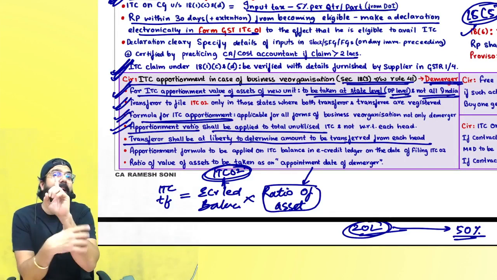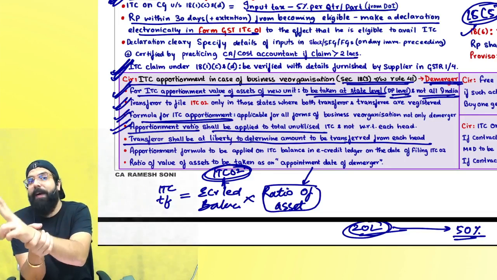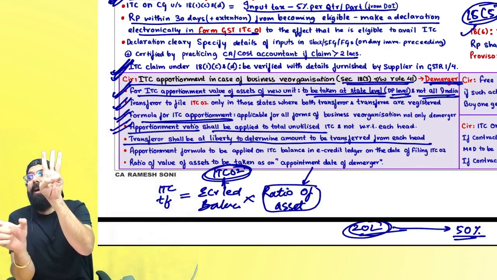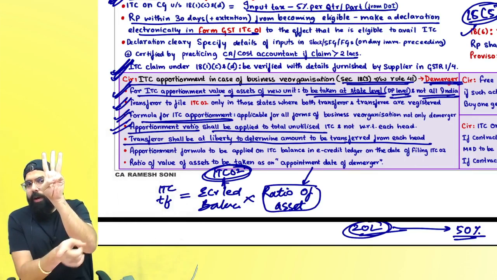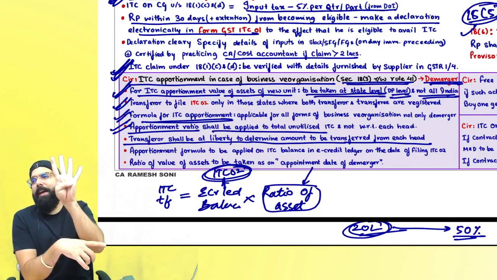The asset ratio is to be taken at state level, that is, distinct person level. ITC-02 is to be filed only in those states where the transferor and transferee are both registered. Then apply the apportionment ratio to the total balance of the e-credit ledger, and then transfer that amount. But while transferring the amount, you can transfer from any head which you want.